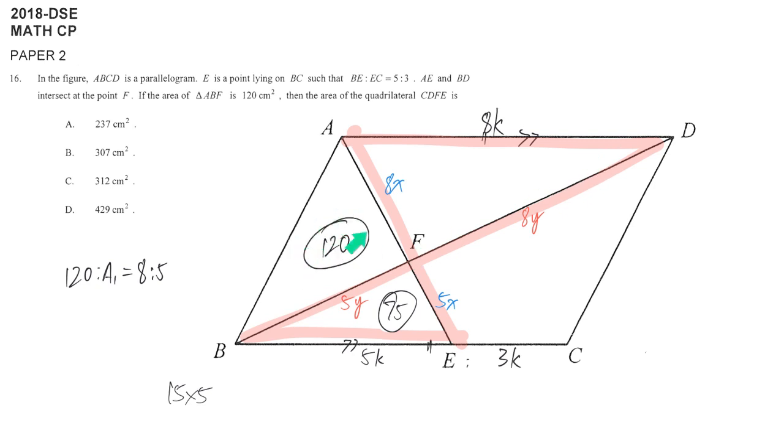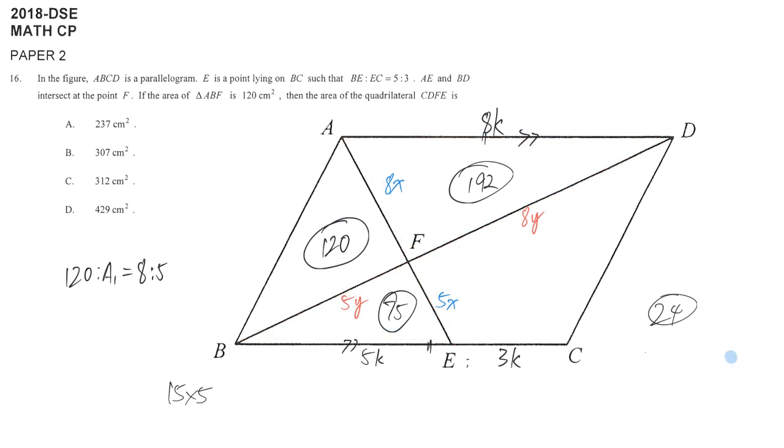Similar reason, this triangle and this triangle have the same height and the base ratio is 5 to 8. So this represents 5 pieces, this represents 8. 120 divided by 5, each piece is 24. And then we have 8 pieces here. So 8 times 24, this part is 192. So it's very close to our answer.